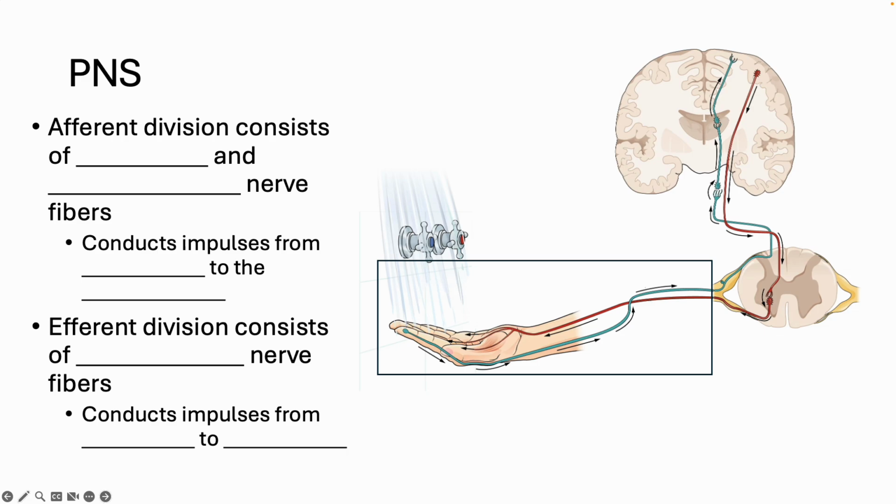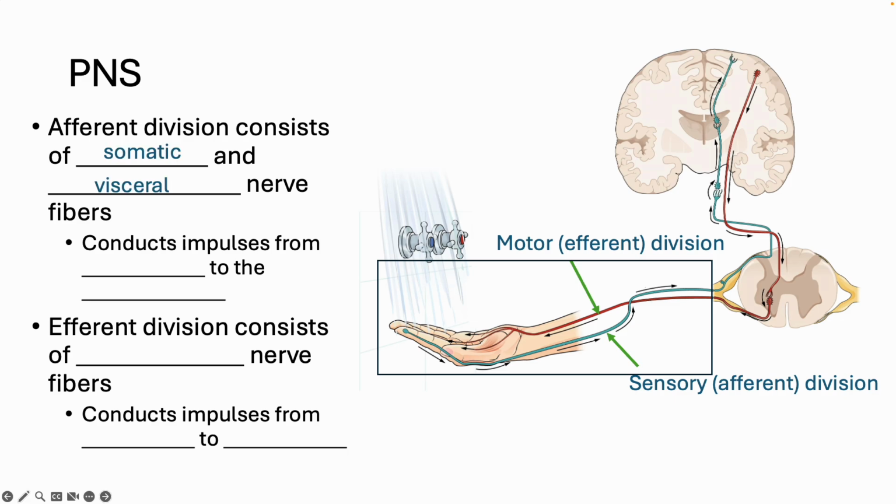The peripheral nervous system can be further differentiated into different components. So you have the afferent division, which consists of the somatic and visceral nerve fibers. It's going to conduct impulses from receptors to the central nervous system. The motor or efferent division is going to consist of motor nerve fibers, which are going to conduct impulses from the central nervous system to the effectors. Again, muscles and glands are what we're talking about when we're talking about effectors.